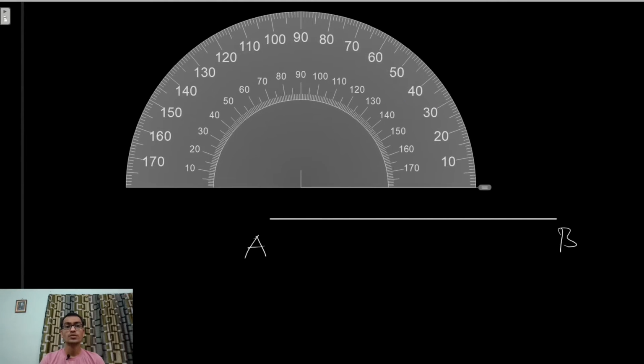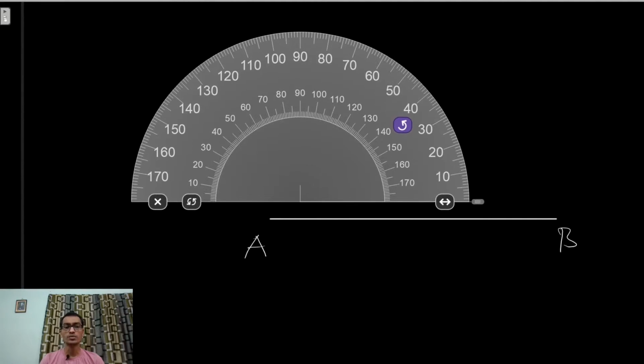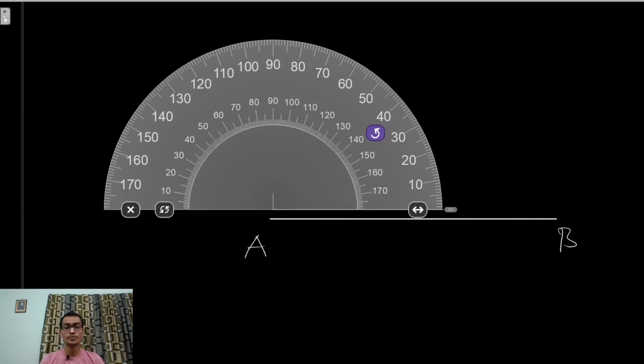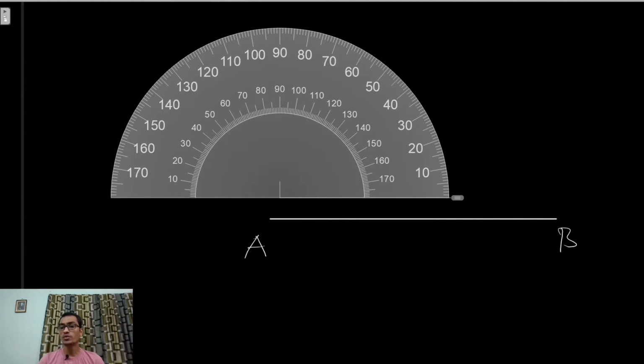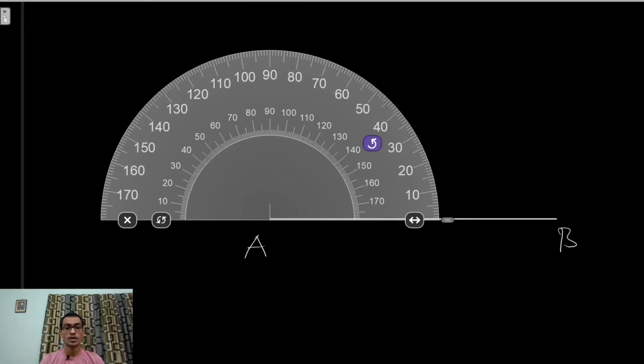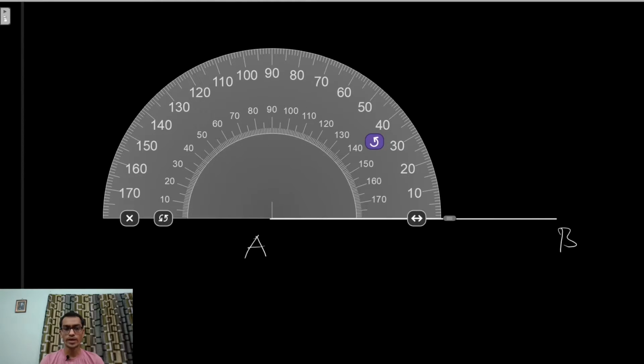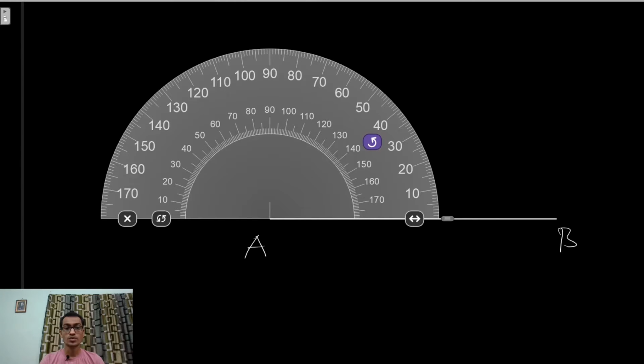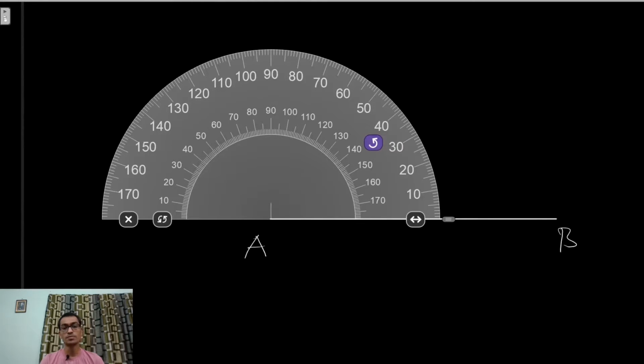To understand better, we are increasing the size of the protractor. Now what we will do, we match this point with the point A and we match the line with the line segment AB. So let us do it. We have to match carefully so that our measurement will be more accurate. Okay, so I think it is matched.